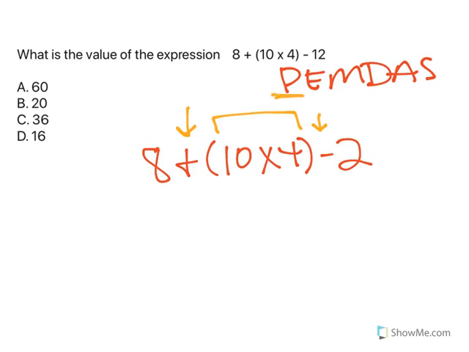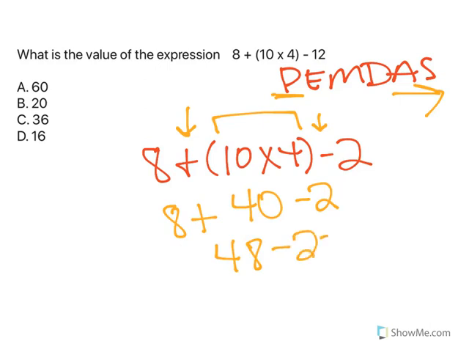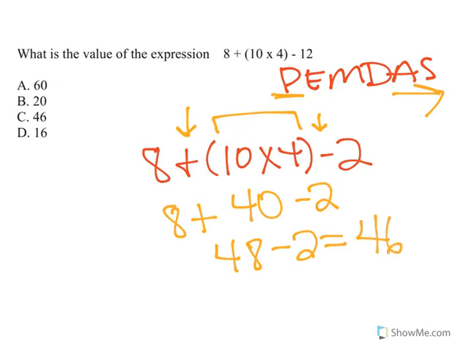The first thing we need to do is solve our parentheses. There's 8 plus 10 times, 4 minus 2 is 2. Then with addition and subtraction, we just work from left to right. So 8 plus 40 is 48, and then 48 minus 2 is 46. So our answer is C, 46.